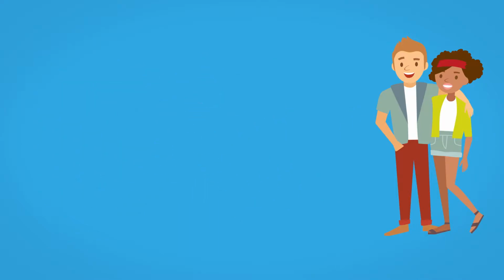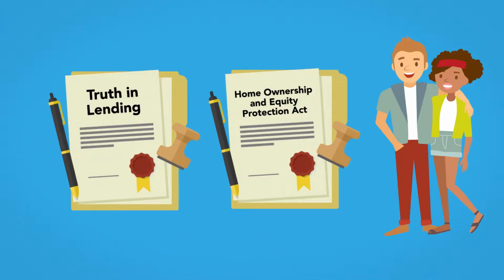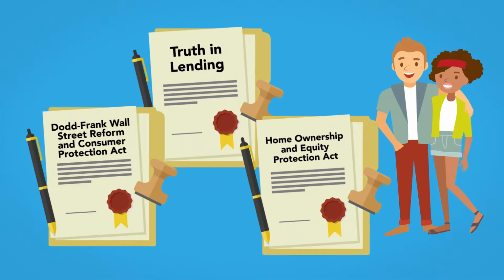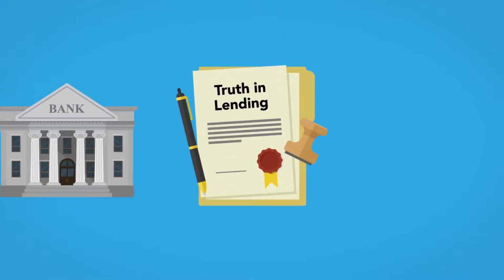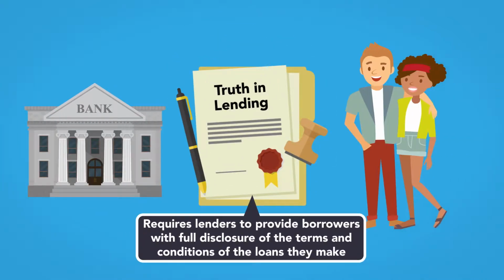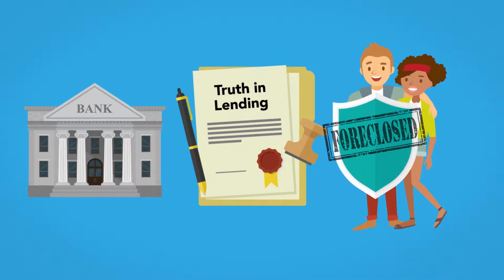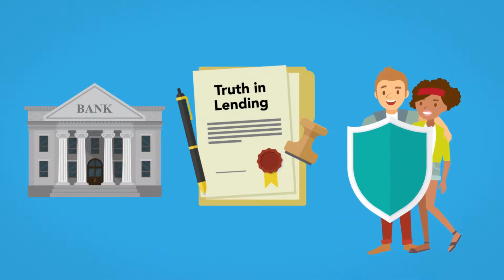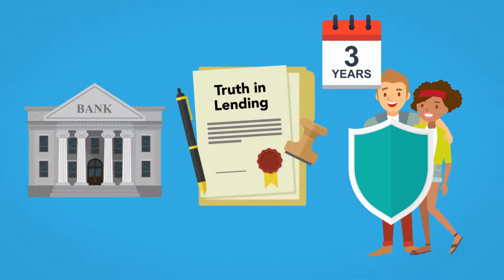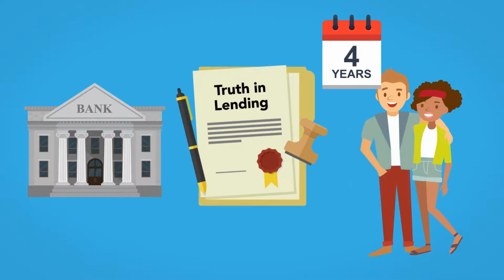These laws include the Truth in Lending Act, the Home Ownership and Equity Protection Act, and the Dodd-Frank Wall Street Reform and Consumer Protection Act. The Truth in Lending Act requires lenders to provide borrowers with full disclosure of the terms and conditions of the loans that they make. The lender's failure to comply with the terms of the Act can be used as a defense against a foreclosure action. However, mortgage rescissions under the Act must be brought within 3 years of the origination of the mortgage. After 3 years, the protections of the Truth in Lending Act expire.